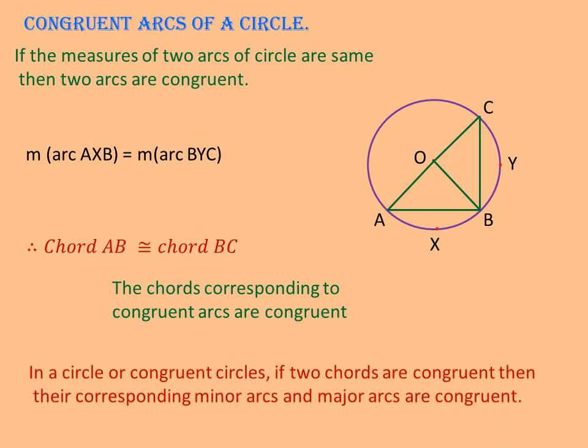Clear? So it is clearly stated that in a circle, or if you take two different circles, if the two chords are congruent, then their corresponding minor arcs are congruent. Also their major arcs are congruent. In the same way we can do the opposite of it. If the two minor arcs are congruent, then their corresponding chords are congruent. Clear?